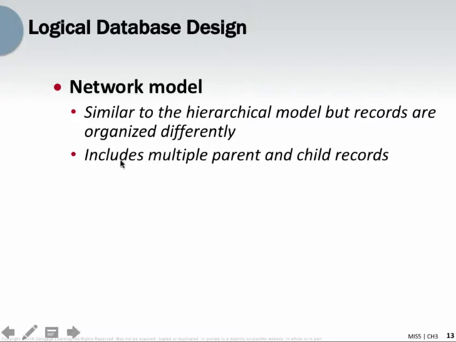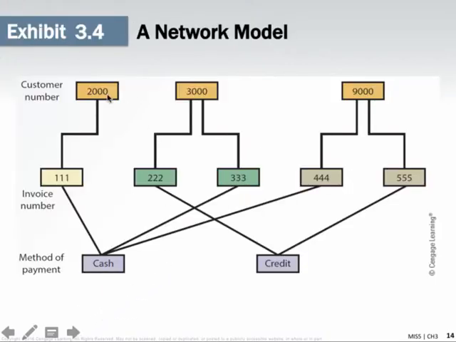It's similar to the hierarchical model, but records are organized a little bit differently, and it includes multiple parent and multiple child nodes. So let's take a look at this. Here we have this first parent level again. This is the customer. And then we have invoices that belong to the customers. But then wait, we have another parent at the bottom. And this is how they pay. And you can see here that payment has its own children, 222 and 555. But these children are also children of other nodes, 3000 and 9000, customer 3000 and customer 9000.